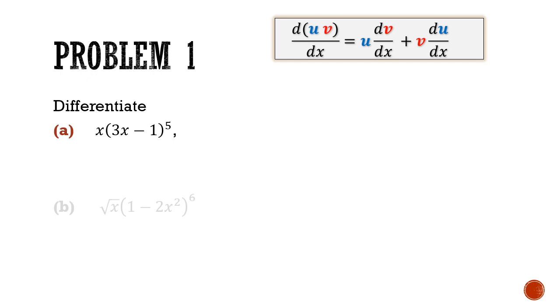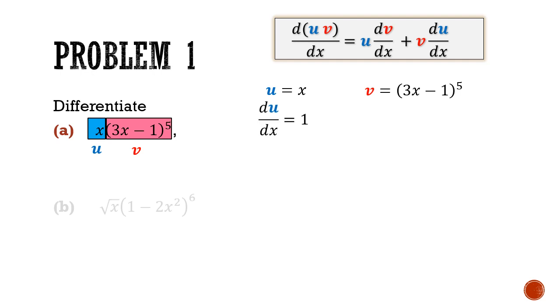Let's now apply the product rule. But before that, we need to set up the product. So we'll let u equals x and v equals (3x - 1) to the power of 5. So let's compute du/dx. Differentiating x gives us 1. To differentiate v with respect to x, we'll need to apply the chain rule.